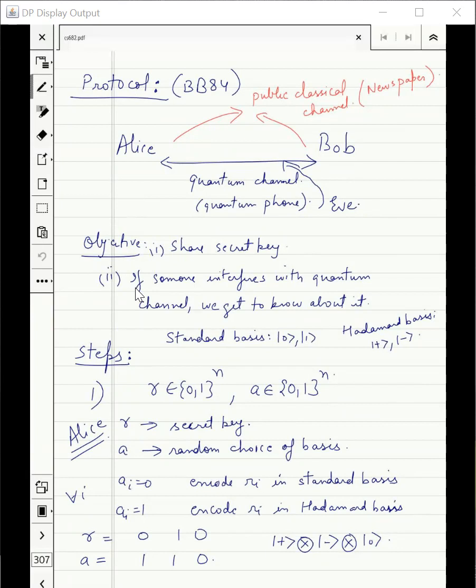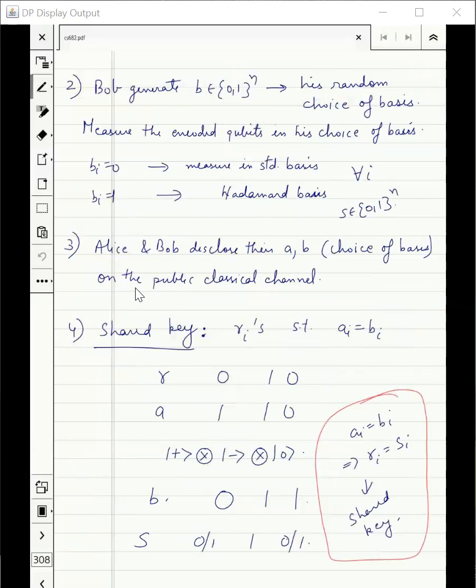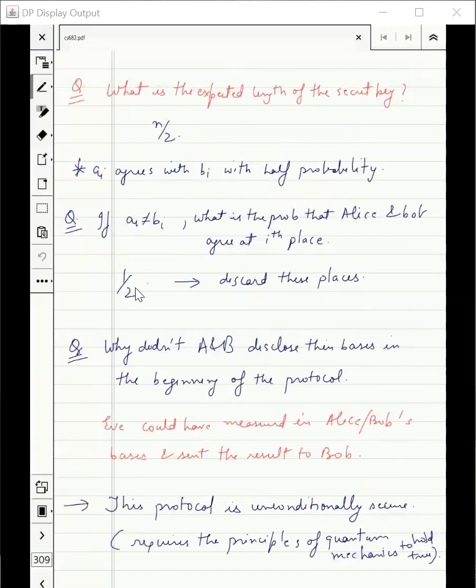That is why I asked this question: why don't they disclose in the beginning? Why didn't A and B disclose the basis in the beginning of the protocol? By disclosing the basis, you mean disclosing AI and BI. They will do that once Bob has gotten the qubits. Before that, they cannot disclose the basis. Okay, that makes sense.